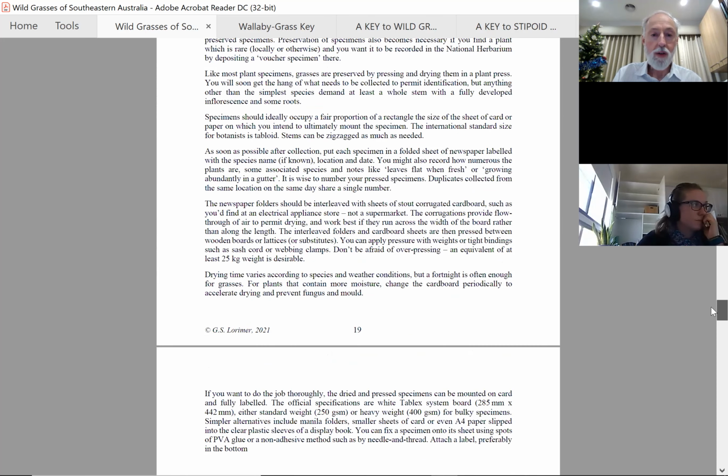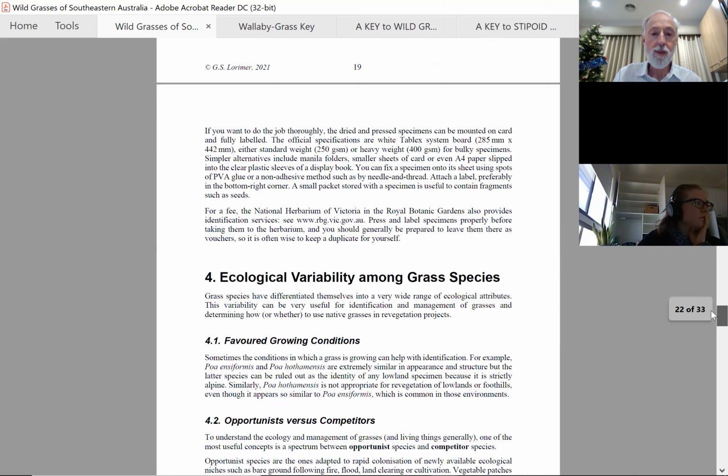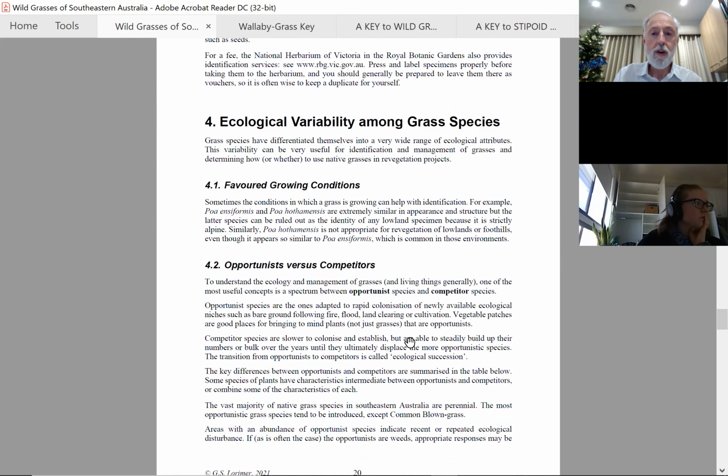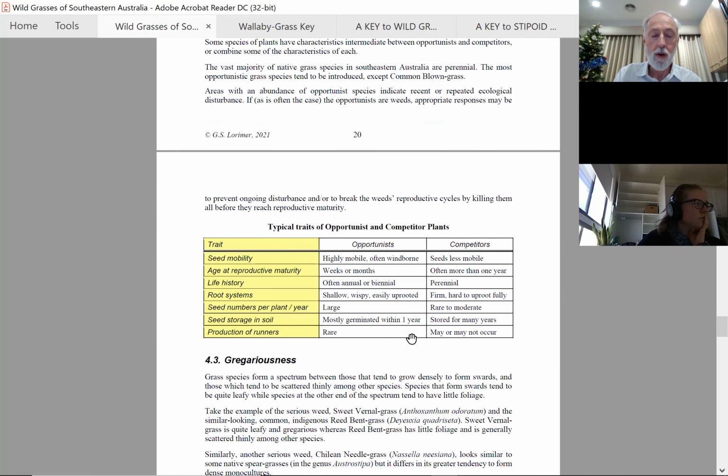Okay, so there's a section there that tells you a bit more about how to preserve or press plant specimens. Ecological variability amongst grass species. I've been covering that and will continue to do so.